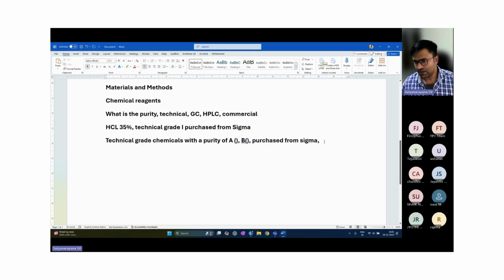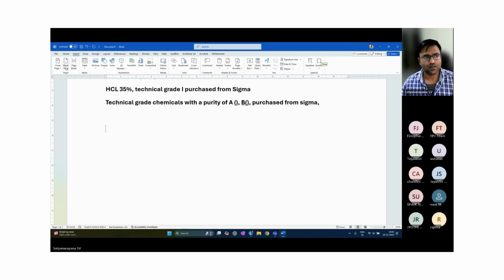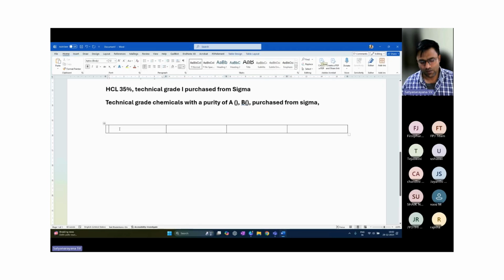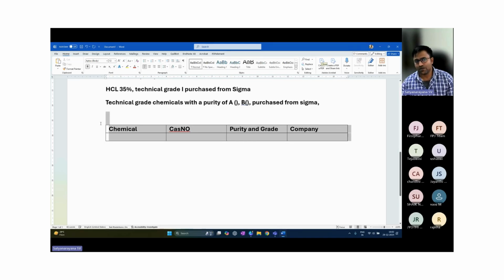And sometimes some journals will ask, please provide the list of chemicals in the supporting information. At that time you need to write a tabular column. In the tabular column, you mention the chemical name in the first column. The second is the CAS number. The third is purity and grade, and the last one is the company you purchased from. Sometimes some journals may ask like this also, to include it in the supporting information.